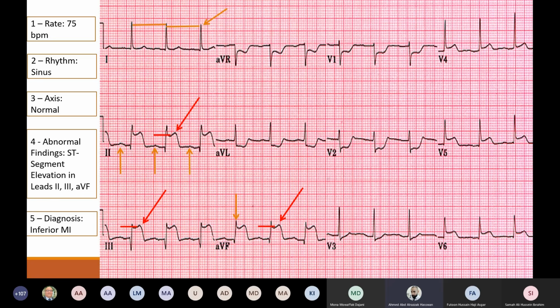There is one point that's worth mentioning here. In the limb leads, if you have just one small square of elevation, it's significant, while in the chest leads it has to be more than two small squares. Yes, Khalid, I agree with you. That's why I didn't mention it. So don't bother yourself about these details. Just look at the most evident one. The most evident one, as you see, is in leads 2, 3, and AVF. I hope this was clear.